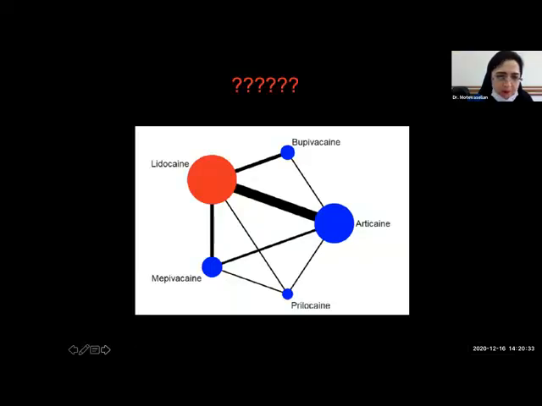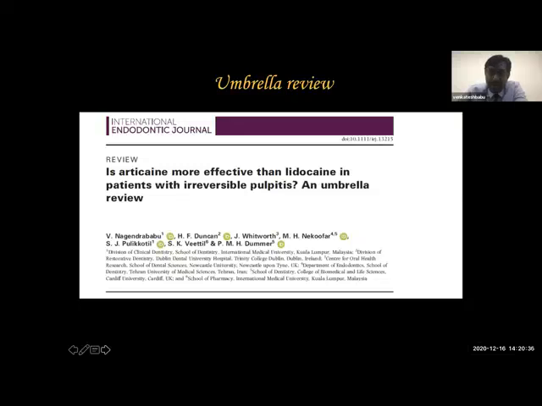Okay. Next comes to umbrella review. So that is what our Prof. Niekufer's question. If you see this title, is articaine more effective than lidocaine in patients with irreversible pulpitis? Here, I am going to compare only the two anesthetic solutions, articaine and lidocaine. Umbrella review means the collection of previously published systematic reviews. I'm least bothered about randomized clinical trials. So I am collecting all the reviews already published in the literature. Then I am analyzing, then I will be giving my result, which is better.